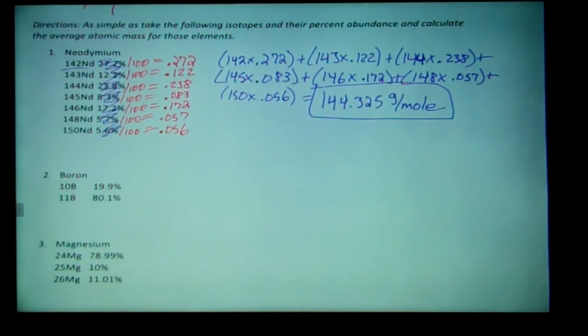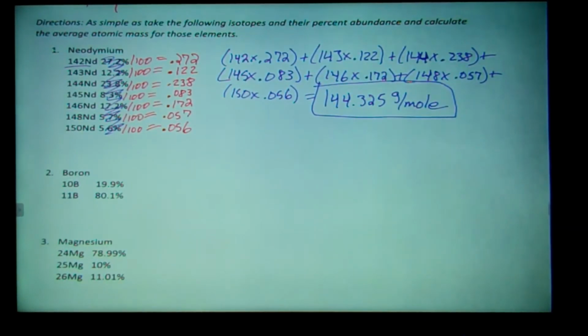So number 1 was kind of long. Like I said, follow the process. Let's get started here on number 2. So we have boron. Now the cool thing with this is where there's only 2 isotopes, you can kind of tell how the average atomic mass is going to lean in what direction and what number it's going to be closest to. The greatest percent abundance is 80.1%, and that's for boron 11. So the average atomic mass is going to lean closer towards boron 11. What I'm saying is you'll see in a second.